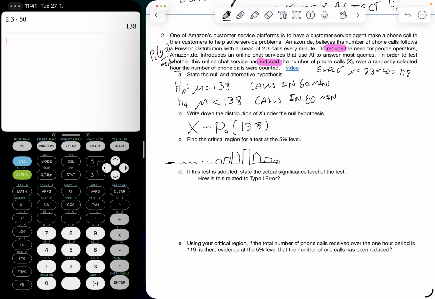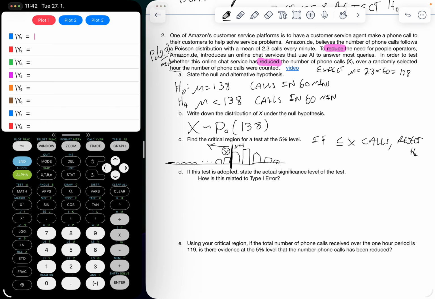So there's going to be some number that we cut off here. I'm going to make up a number. Let's say this is x and this is x plus 1. So there's some number where less than or equal to x. This is where our critical region is going to be. There's some number where if we are less than or equal to x calls in that hour, we will reject the null hypothesis. And remember, we want this to be at a 5% level. Right? We want this to be a 5% test. So just like with our binomial, we're going to look for the first value that's under 5%.